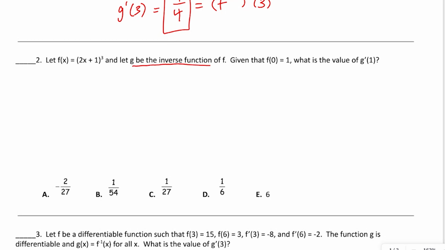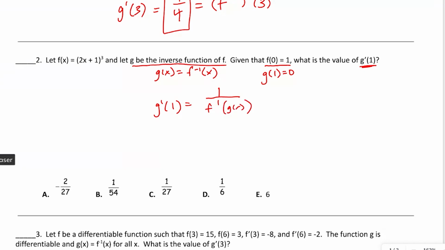So in this case, same as the last one, g is the inverse of f. Given that f of 0 equals 1, that means (0, 1) is on f. That means on the inverse, which is g, we have g of 1 is 0. It's saying, what's the value of g prime 1? Well, g prime 1 is going to equal 1 over f prime of g of x.